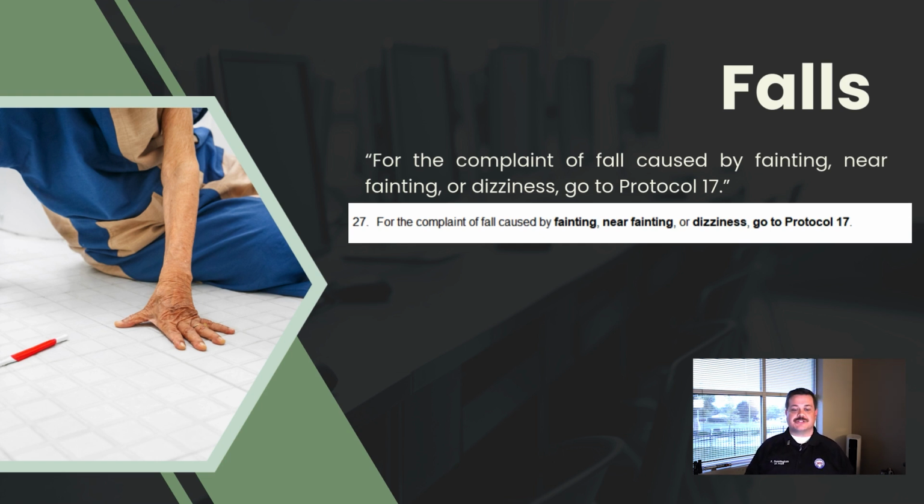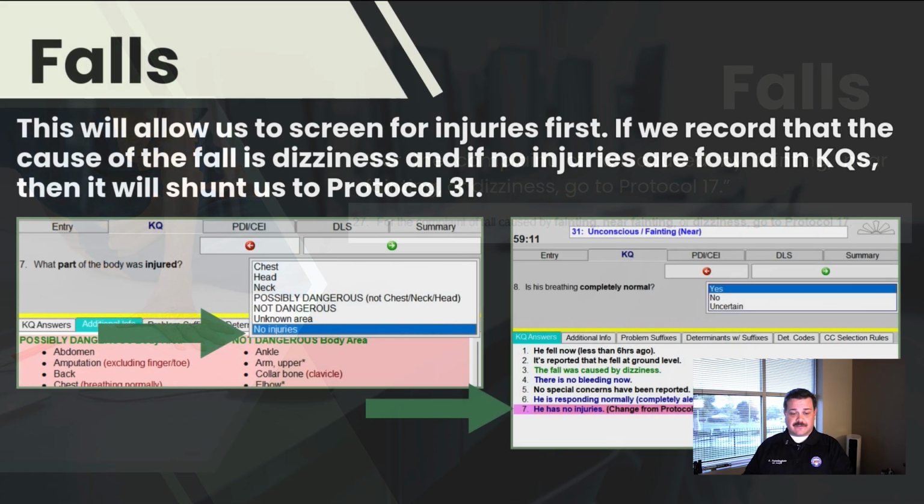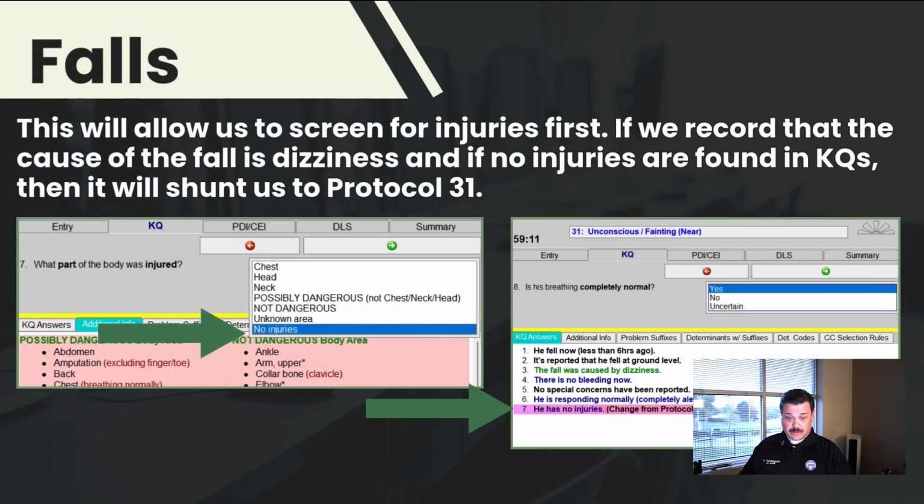This is going to allow us to screen for injuries first, and if no injuries are found, the protocol will eventually shunt to 31. But the intent here is driven by understanding that it was possible using Protocol 31 to arrive at an Alpha level response even when a reported head injury may have occurred for the patient who fell, even after fainting. Using Protocol 17 for these instances will allow us to address a possible head injury. If discovered, the lowest level of response is at the Bravo level due to that being a dangerous body area.